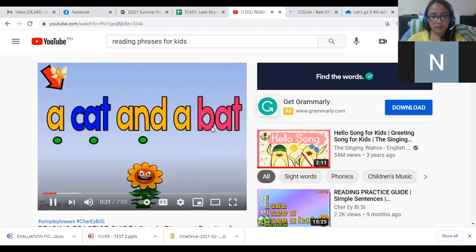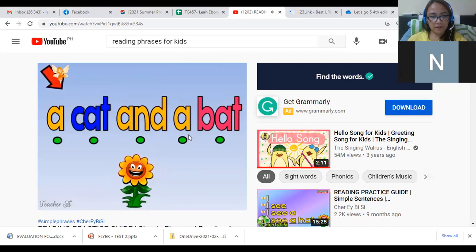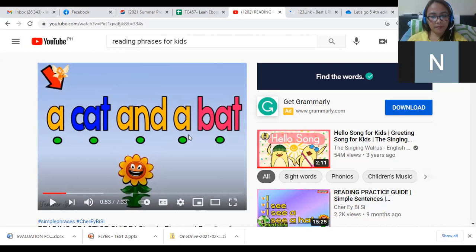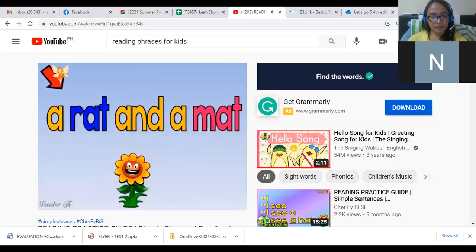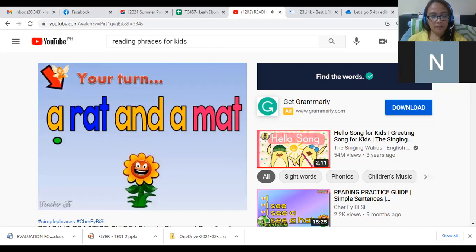A cat and a bat. Baby, can you read it? A cat and a bat. Okay, very good. Your turn. A cat and a bat. Say it again. A rat and a mat. Your turn. A rat and a mat.